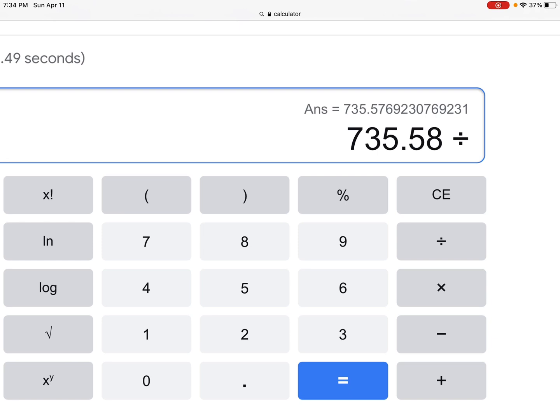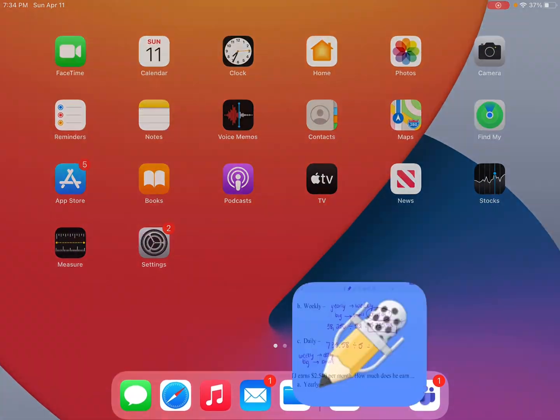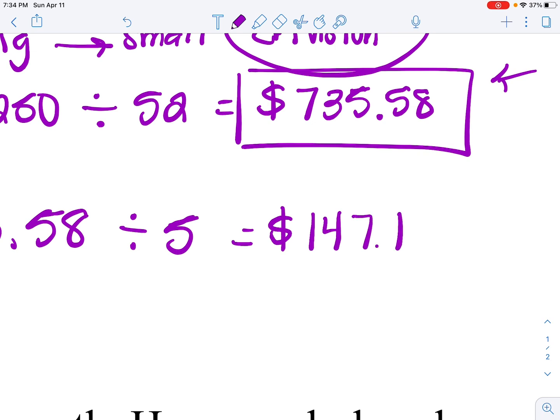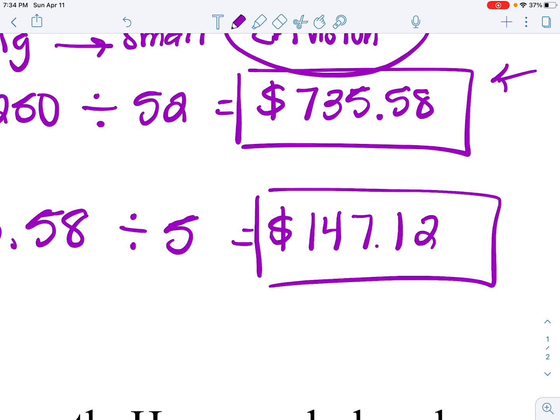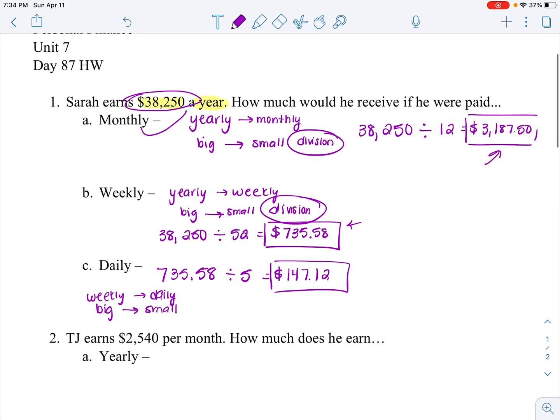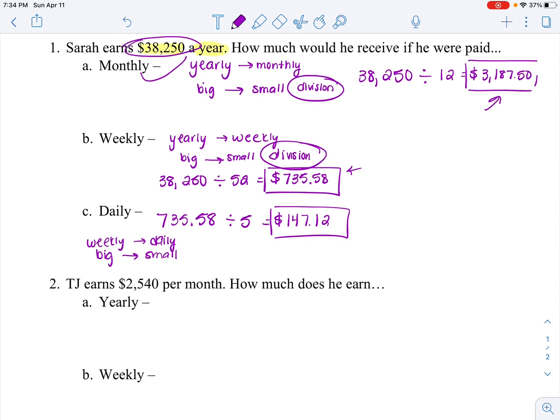$735.58 divided by 5. And our answer comes to this. Again, we're going to round a little bit, so we're just going to write down a few numbers. So we're going to write down $147.12. And that is our final answer. Okay, so we know how much she makes now in a year, in a month, in a week, and in a day. We're going to do this one more time.